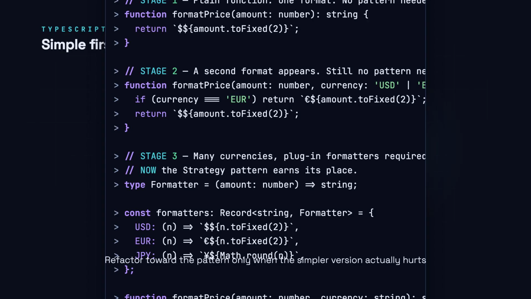Stage 3, the product now supports many currencies and the list is growing. That is real pain. Now we introduce a formatters record, where each key maps to a formatter function. The format price function looks up the right strategy by currency code and calls it. The strategy pattern is now earning its cost, because the problem finally justifies it.